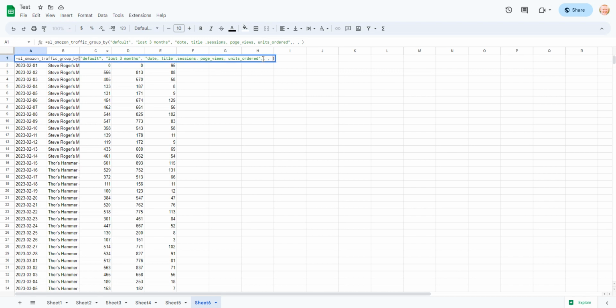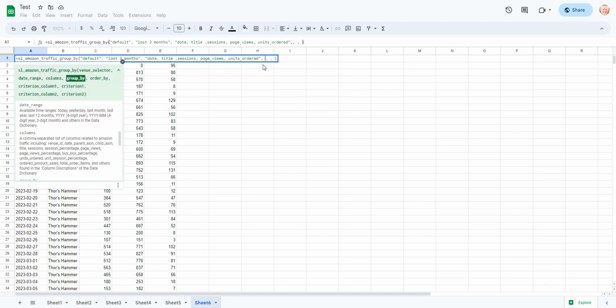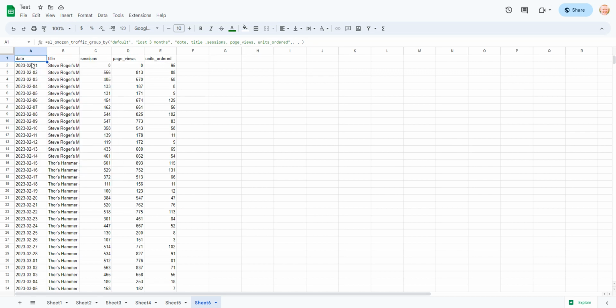Something that I want to touch on here, which I haven't touched on previously, is if we leave this group by argument blank, this formula is automatically grouping by our first argument, or our first column in our column argument. Okay, so that's why we're seeing our data aggregated for one day, right?